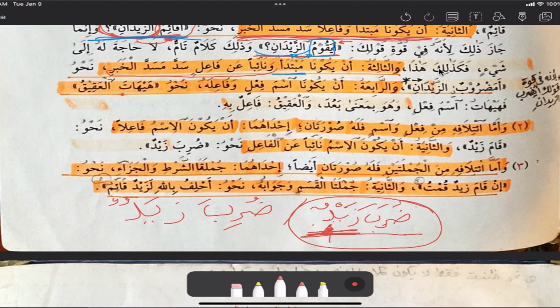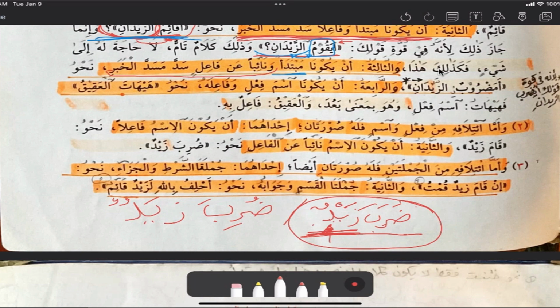Duriba Zaydun. What did we do here? We changed the form of the verb to do what? For what goal? To change what they call the voice. Now it's passive voice. Now it means Zayd was hit.